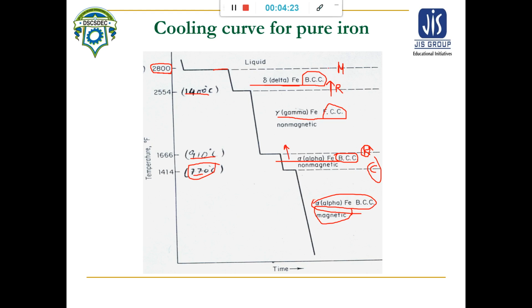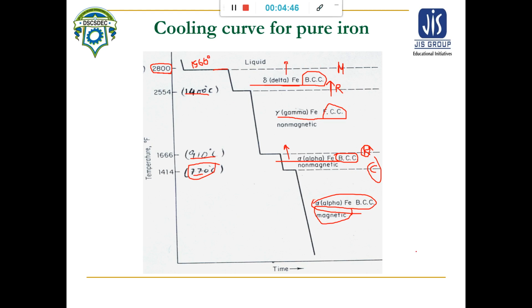And after that, at around 1560 degrees Celsius, what happened? Iron will be melted, and this temperature is known as the melting point temperature for iron. This is the cooling curve for pure iron.